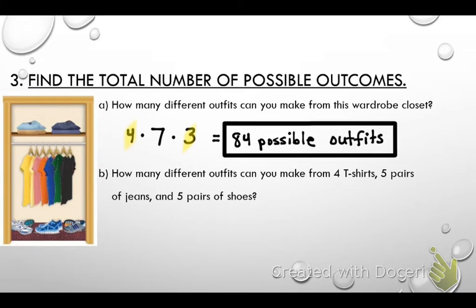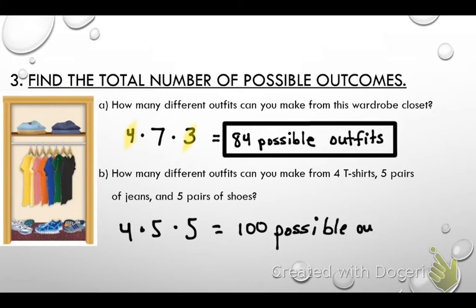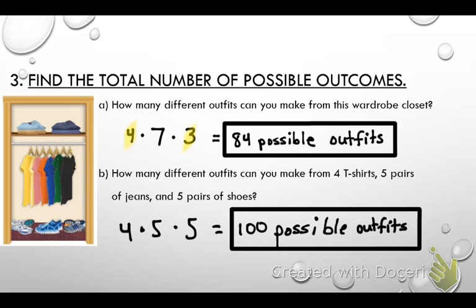I want you and your partner to do problem B together. So the next one, what'd you guys get? 100 possible outcomes. Okay, very good. So for showing the work, you're just going to do 4 times 5 times 5. And the correct answer is 100 possible outfits or outcomes. Either one is fine. Okay, let's do another example.